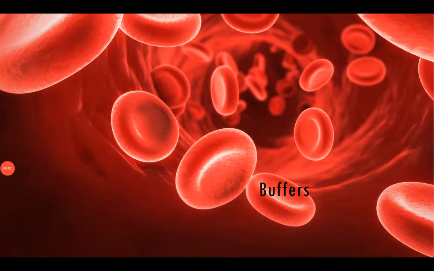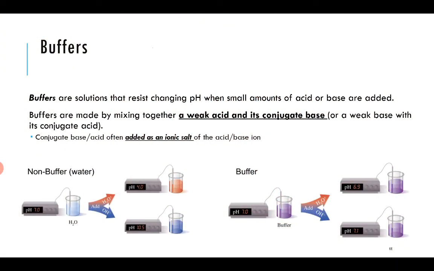In this video, we will learn what a buffer is and how to make a buffer. Buffers are solutions that resist the change in pH when small amounts of acid or base are added. Buffers are made by mixing together a weak acid and its conjugate base.